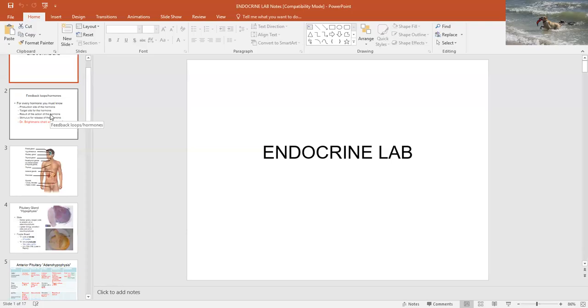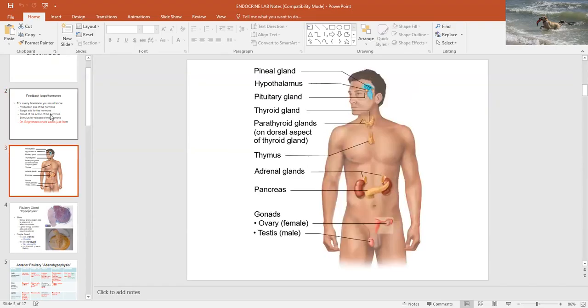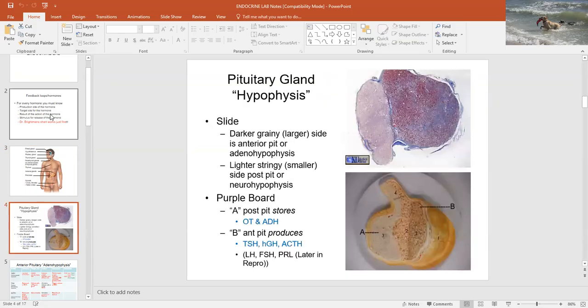So as always, the notes can be used, and you can fill in your worksheets on your own, because everything you need to fill those in can be found here within the notes. Starting here in the picture of the body, the different glands of the body. Here's the pituitary gland. We're looking at the difference between the anterior and posterior pituitary.